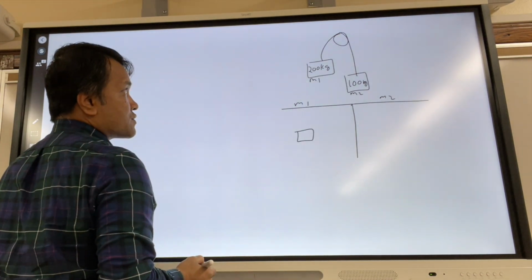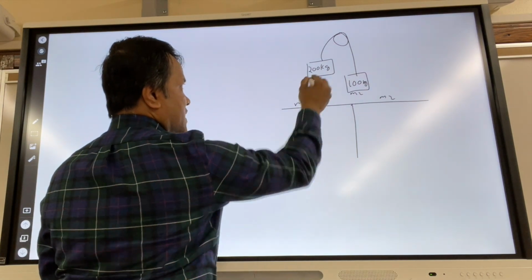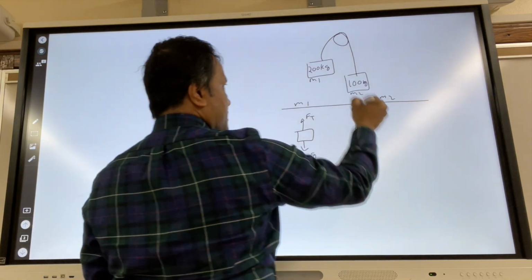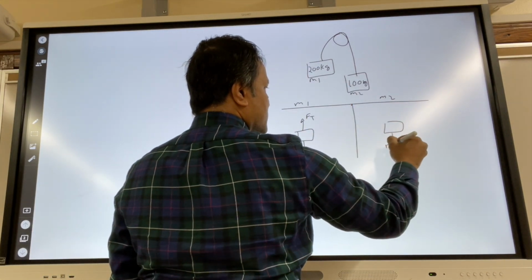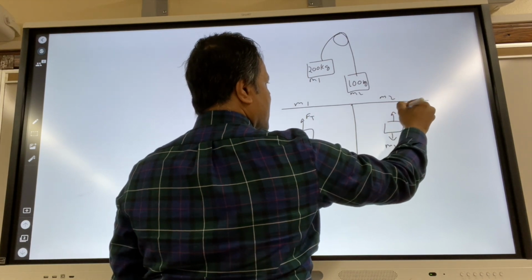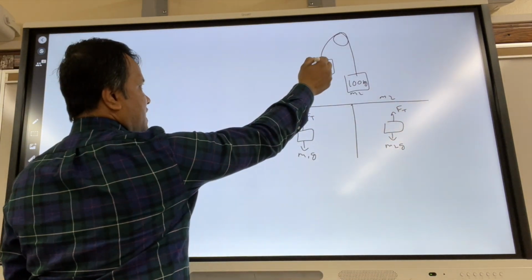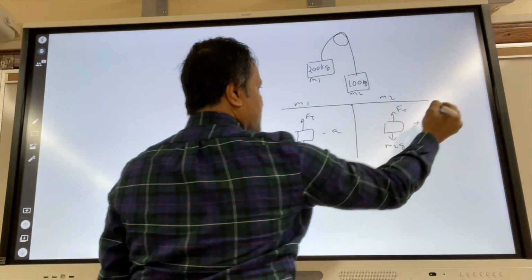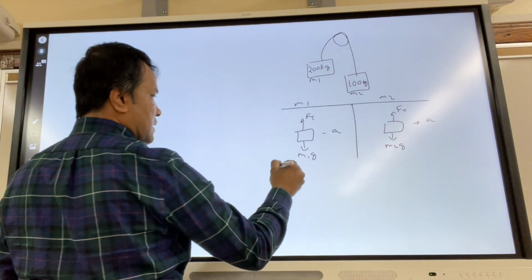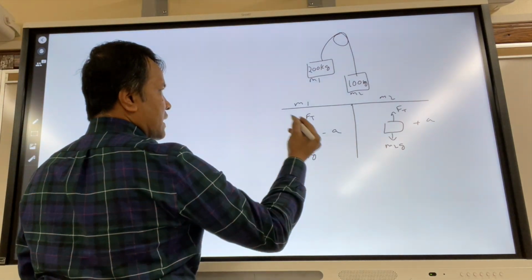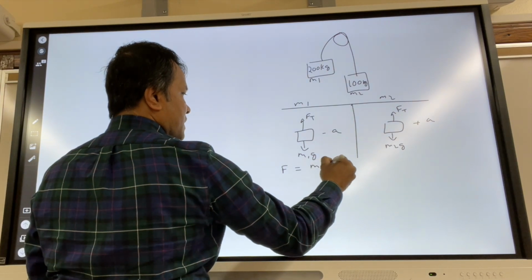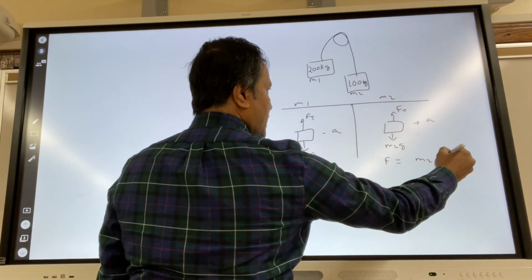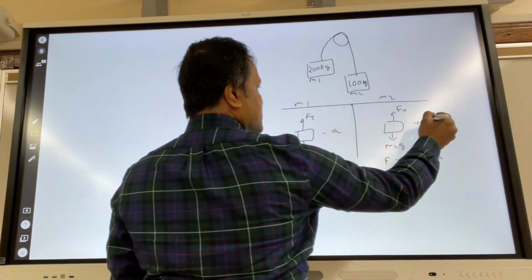What forces are acting on this one? This is m1g and this is Fg. And for this one, this is m2g and this is Fg. Let's make no mistake that this is heavier than this one. So this one has negative acceleration, this one has positive acceleration. Now we're going to write Newton's second law, F equal to m1a, but make no mistake, this is negative. F equal to m2a, and this is positive.